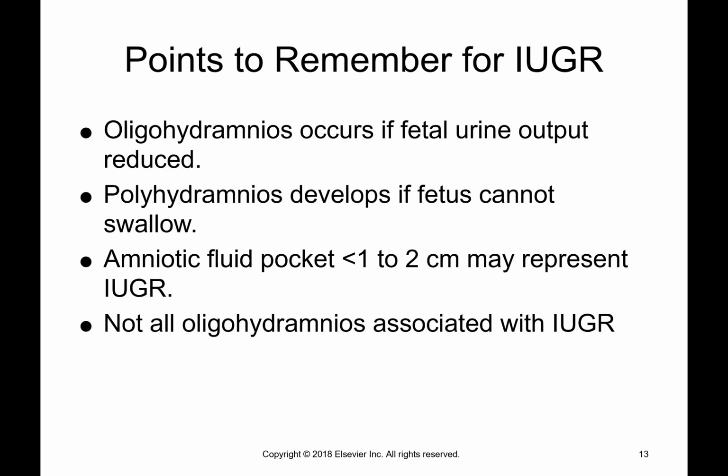If we're cutting the mom's belly in 4 quadrants and doing the amniotic fluid index, and we look at one pocket, and if it's less than 1 to 2 centimeters, it may represent oligohydramnios or IUGR. However, a patient can have oligohydramnios for other reasons than just IUGR. There's other reasons why a mom could not have enough fluid, so that's why it's important to consider that. However, it could be associated with IUGR.